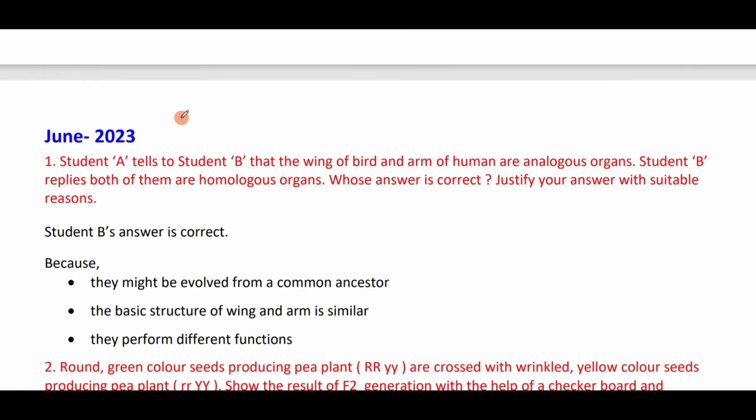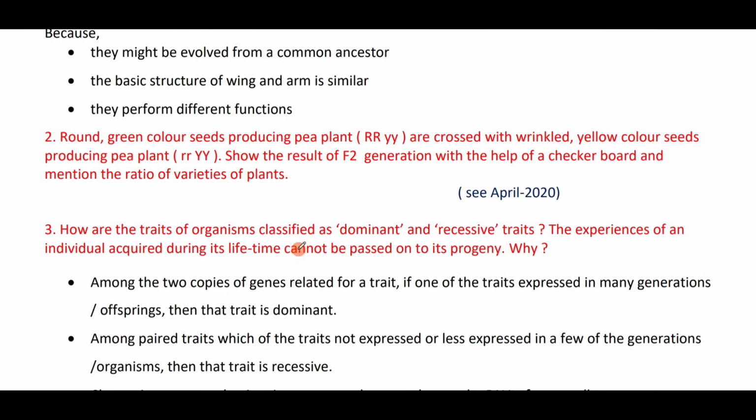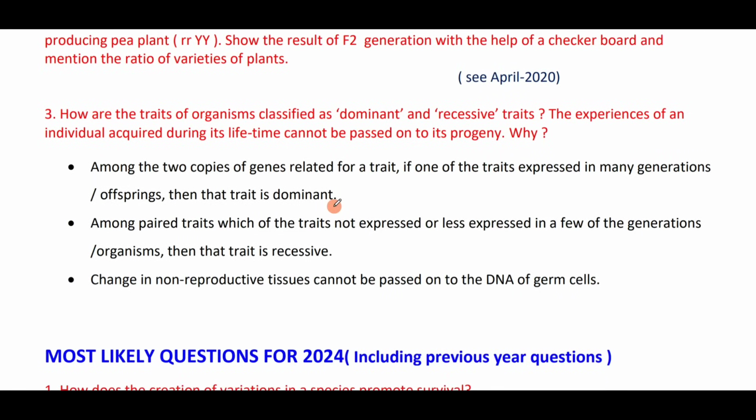Next question. Student A tells student B that the wing of a bird and the arm of a human are analogous. Student B replies that they are not analogous. Whose answer is correct? Student B's answer is correct because they might have evolved from a common ancestor. The basic structure of wing and arm is similar. They perform different functions. They are homologous. Dihybrid. Again, monohybrid cross experiment.